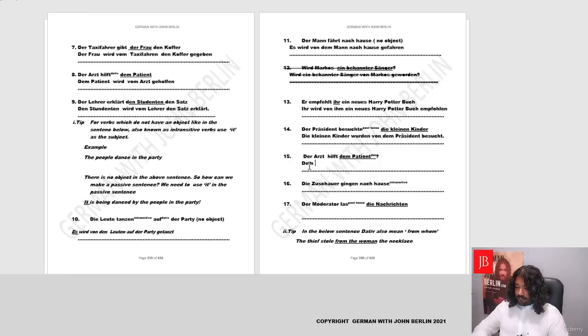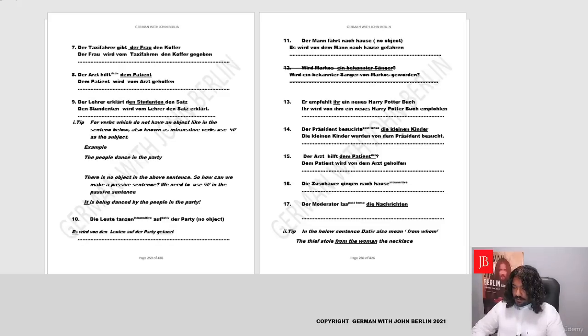Entschuldigung, not Ärzte, dem Patient. Very good. It's in the present form. So wird, dem Patient wird von dem Arzt. And the participle for helfen is geholfen. Fantastic. So dem Patient wird von dem Arzt geholfen. To the patient, help is being given by the doctor. Okay, fantastic.